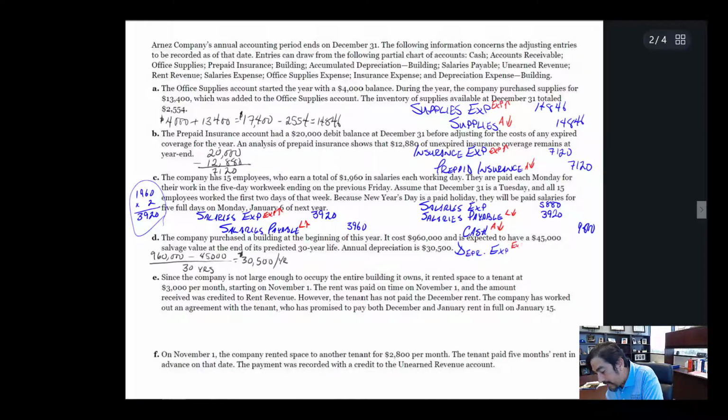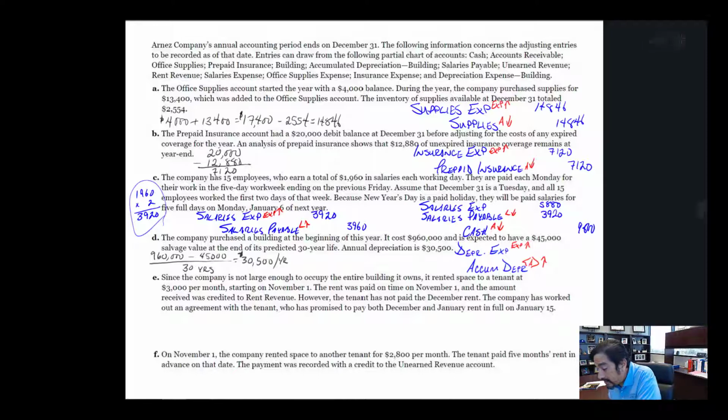That's an expense account that we are increasing. We do that with a debit. And a credit to accumulated depreciation. That is a contra asset account. We are increasing it. Normally an asset account gets increased with a debit. This is a contra asset account, so it gets increased with a credit. That's why this is a credit.